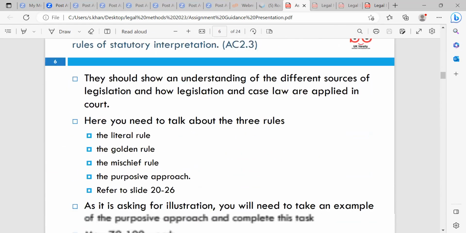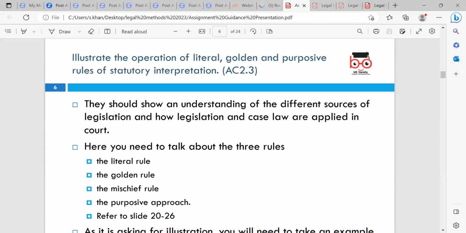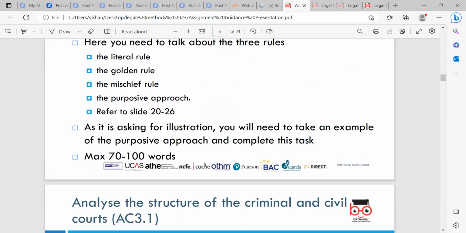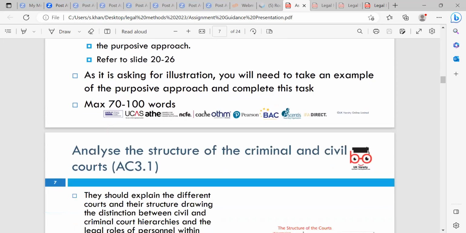Then you need to illustrate the operation of literal, golden, and purposive approaches of statutory interpretation. AC 2.3 should show an understanding of the different sources of legislation and how different legislation and case law are applied in the court. Here you need to talk about the three rules: the literal rule, the golden rule, the mischief rule, and the purposive approach. Refer to slides 20 to 26, and as it is asking for illustration, you need to give examples of the purposive approach and complete this task. Maximum 70 to 100 words.